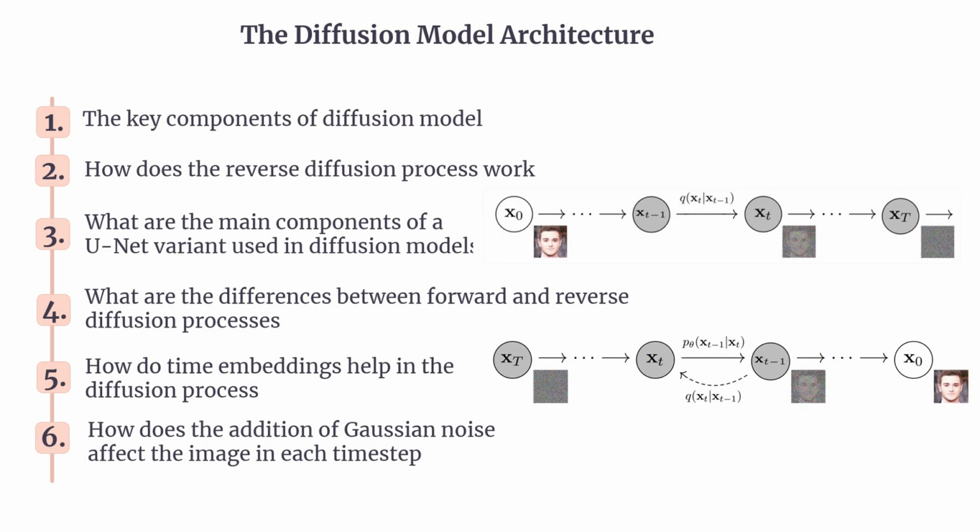Now we're going to explore diffusion models, which are a type of generative model in machine learning. These models have become very popular because of their ability to generate high-quality data, especially images. Let's explore it in 6 parts.